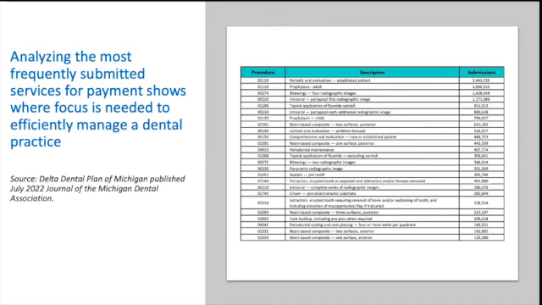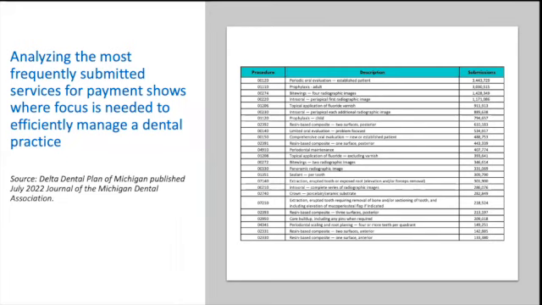So code sets use letters and numbers with assigned meanings that allow for digitized computer processing. It creates digital data useful in practice and claims management and with emerging AI technology. Like payers, you can analyze your practice data. Knowing your most frequently provided services will focus your understanding on the impact of a network fee schedule on your bottom line. Payers like Delta Dental assess submitted claims data to better understand market trends and manage their plans.